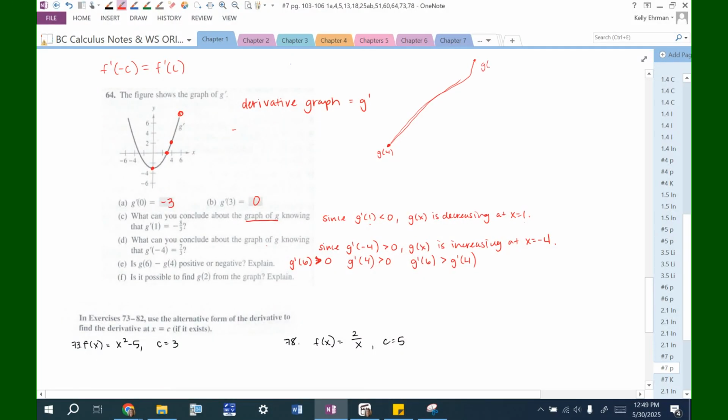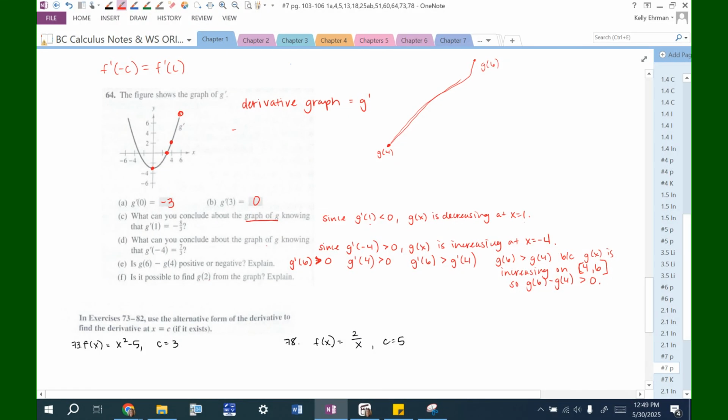And so g of 6 is definitely sitting above g of 4. So when you subtract them, you know that their difference will be positive. So g of 6 is greater than g of 4 because g of x is increasing on this interval, 4 to 6. So g of 6 minus g of 4 will be greater than 0.